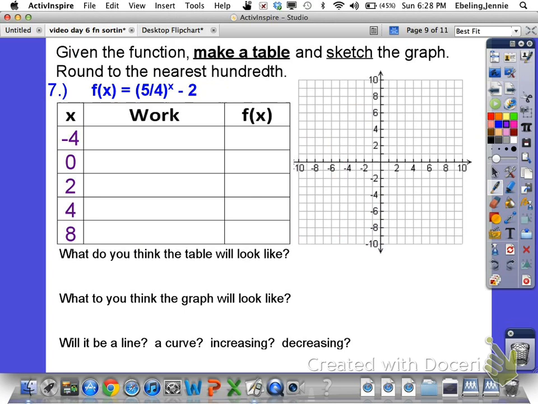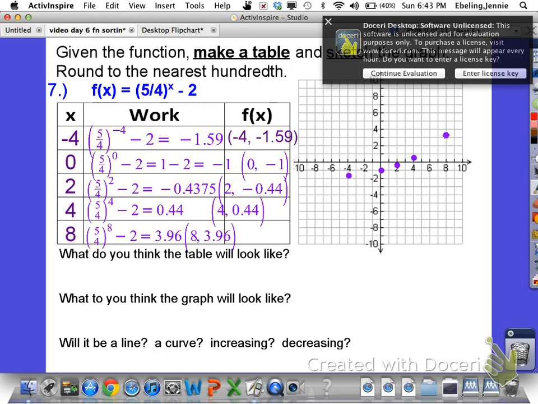Alright, one more table and graph. I'd like you to write number 7 down on your paper. I would like you to complete the table for this function f of x equals 5/4 to the x power minus 2. Do the table, do the graph, then turn the video back on again to check your work.